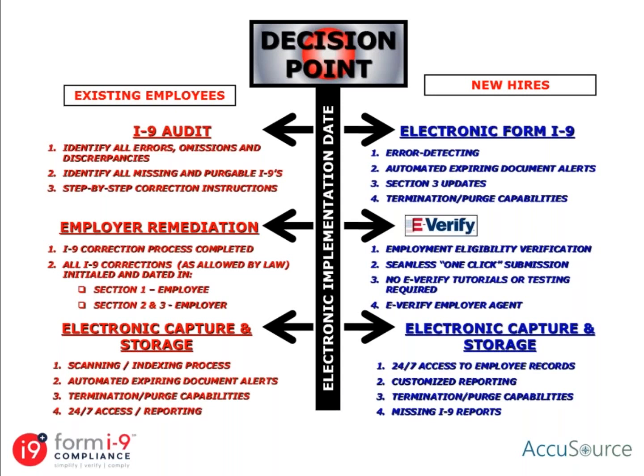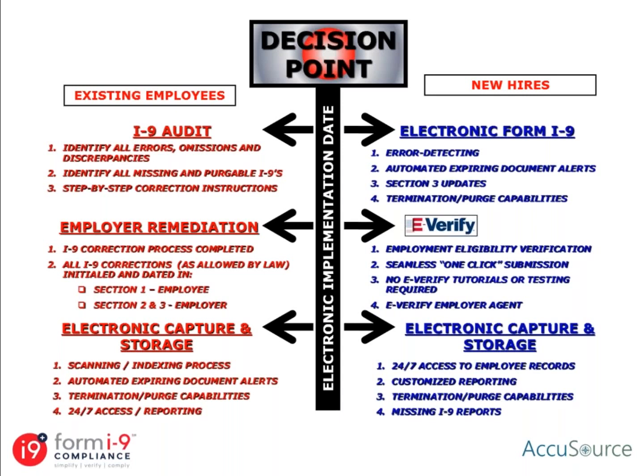Give you step-by-step instructions. You're going to do the remediation. Remember, Section 1 can only be done by the employee. We've actually taken the remediation a step further, and the auditor on a paper audit will actually do some of the remediation in Section 2 with the approval of the employer by making the change, initial and dating it.